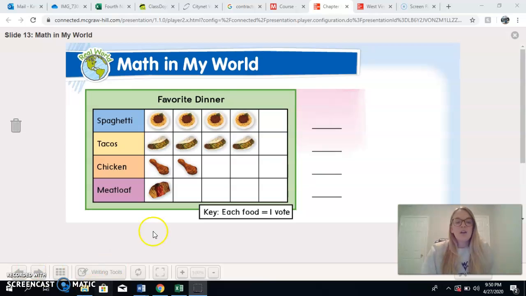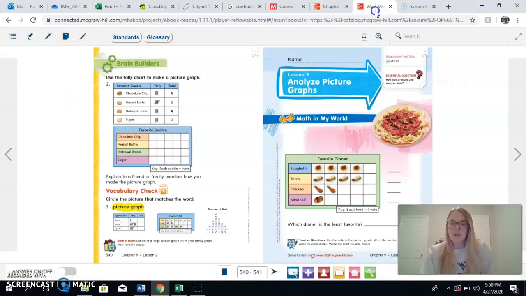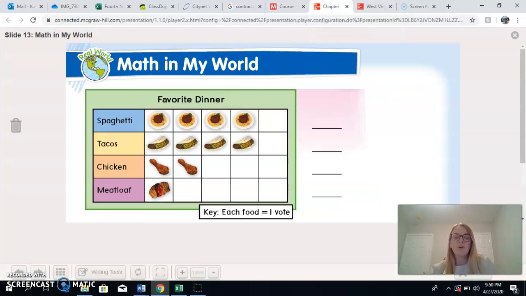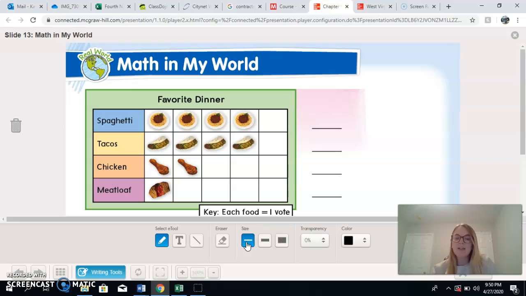So, the directions, I believe, I do not have my directions pulled up on this page. It says, use the data in the picture graph. Write the number of votes for each dinner. Write the least favorite dinner. So, we have to count each dinner, and then we have to write how many votes we had. I'm going to get out my writing tool.